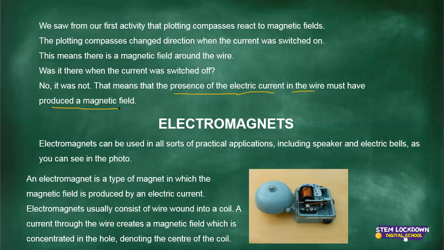Now you can try this at home, if you have a compass and if you can make a simple circuit with just a switch, wire and a battery. Then you can test to see if the needle of the compass moves. And then your experiment would be proven that the presence of an electric current in the wire produces a magnetic field. Okay, any questions with that section?